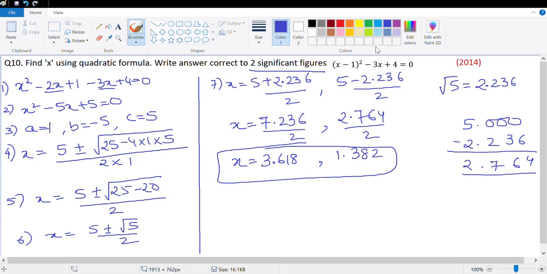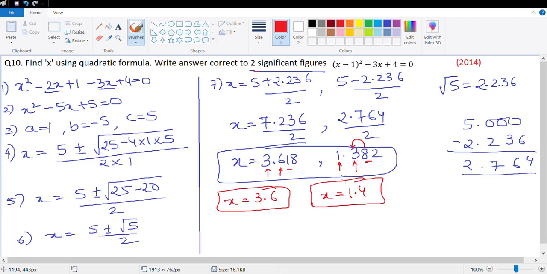Let's see what they want. They say two significant figures. So this is the first one, this is the second one. I look at the third significant figure, less than 5. So I do nothing, which means I leave my answer as 3.6. Next, in this case, two significant figures, that's the first, that's the second, this is the third one, which is 5 or more than 5. So I add 1 to the previous digit, which means x is equal to 1.4. Perfect. That brings me to an end of this video and this exercise as well.